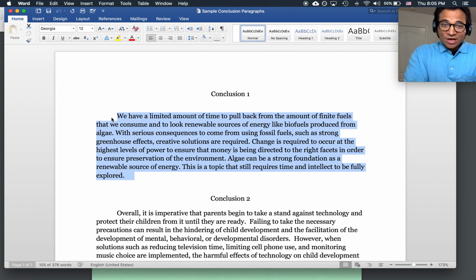So check this out. We have a limited amount of time to pull back from the amount of finite fuels that we consume and to look for renewable sources of energy like biofuels produced from algae. With serious consequences to come from using fossil fuels, such as strong greenhouse effects, creative solutions are required. Change is required to occur at the highest levels of power to ensure that money is being directed to the right facets in order to ensure preservation of the environment. Algae can be a strong foundation as a renewable source of energy. This is a topic that still requires time and intellect to be fully explored.